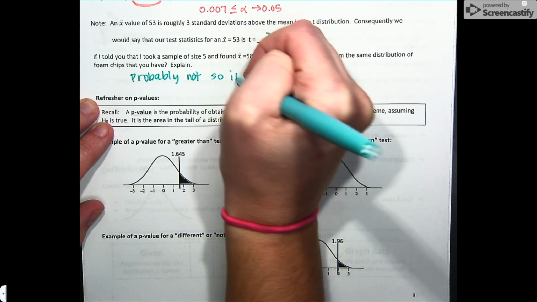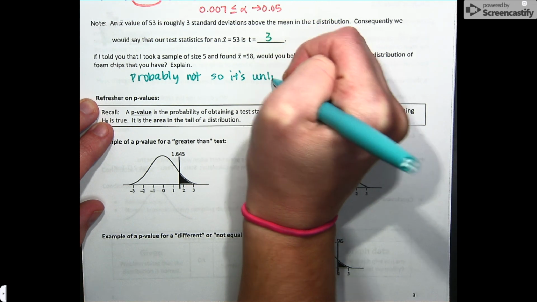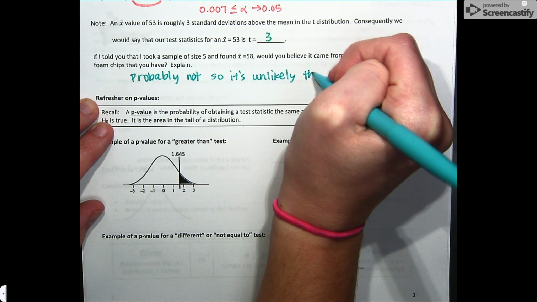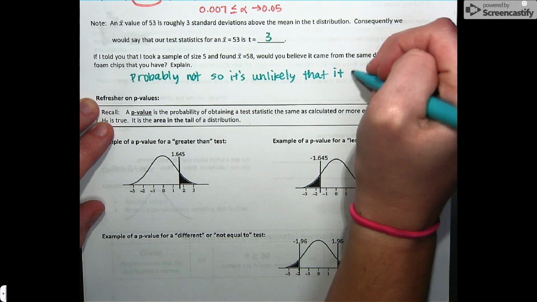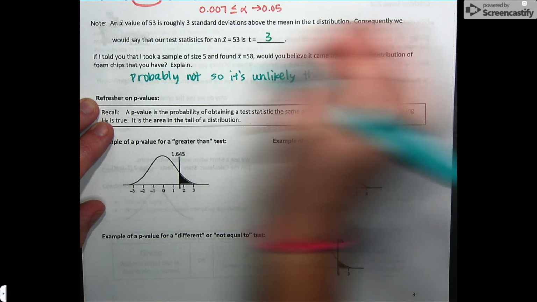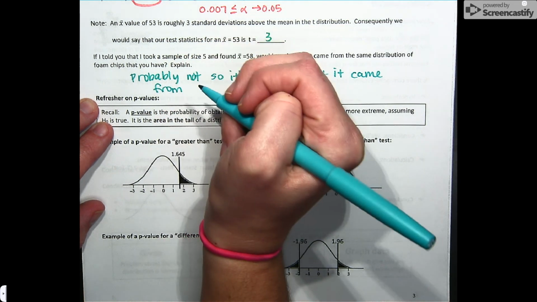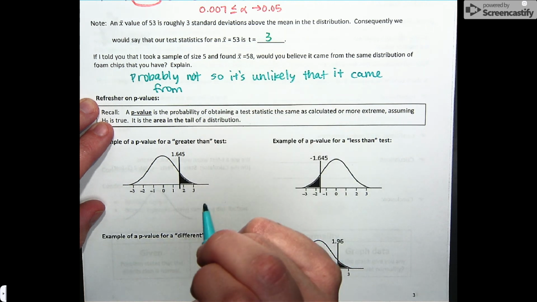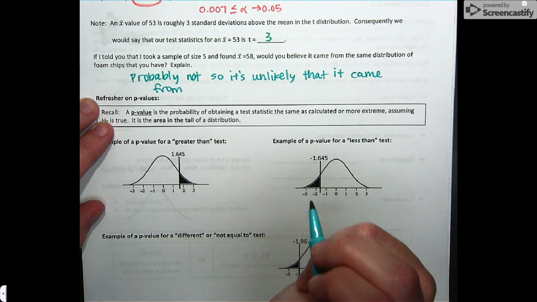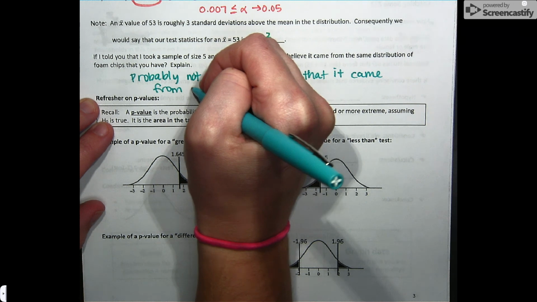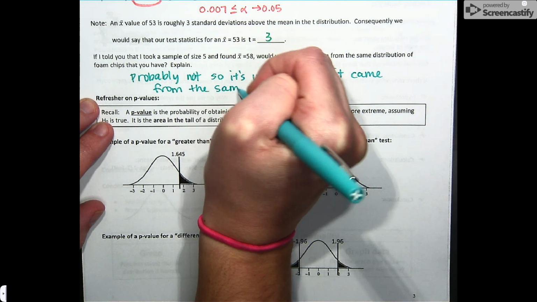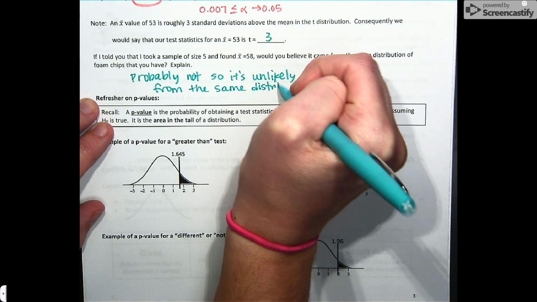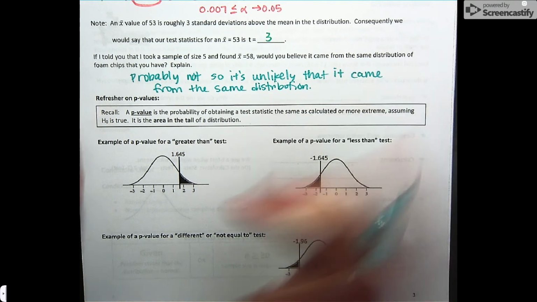So it's unlikely that it came from the same distribution. I'm not saying for sure, but looking at our data, how it falls for 139 data values, it's very, very unlikely that it's going to come from the same distribution. That's kind of what the p-value is proving to us.